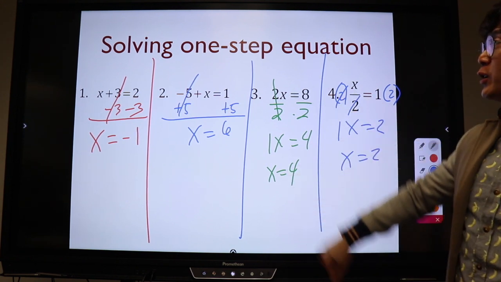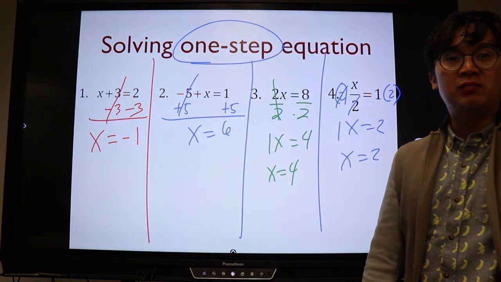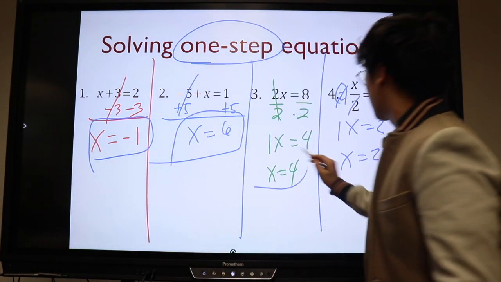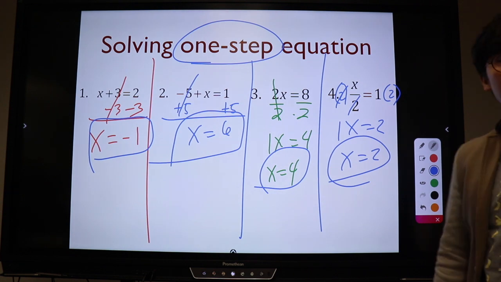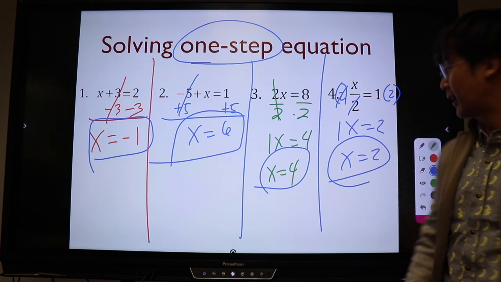So this is how we use one-step equation because you only perform a single step in solving for x. Just one step. It's either you're adding, subtracting, multiplying, or dividing.